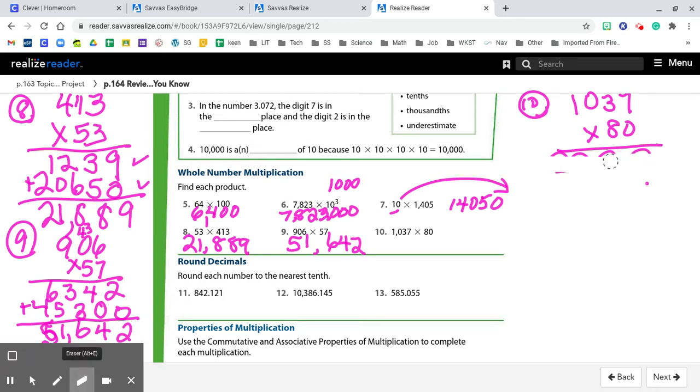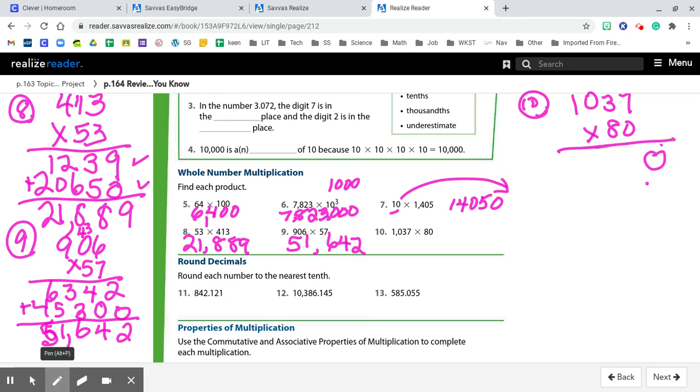But if I want to save myself some time, what I can do here is actually put a 0 down because I know my ones place is going to be whatever digit is in the ones place of my top partial product will be the same as the digit in the ones place of my final answer. So I'm going to shift over. 8 times 7 is 56. 8 times 3 is 24 plus 5.